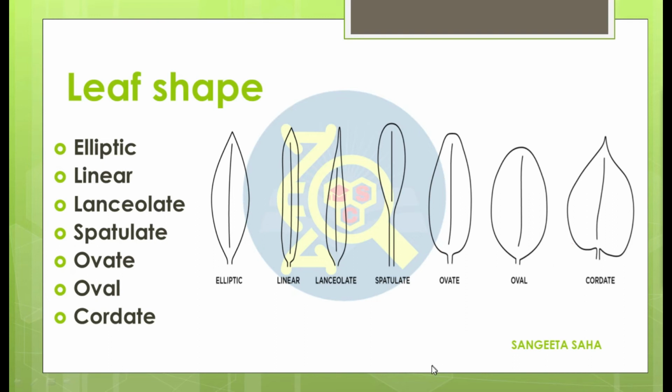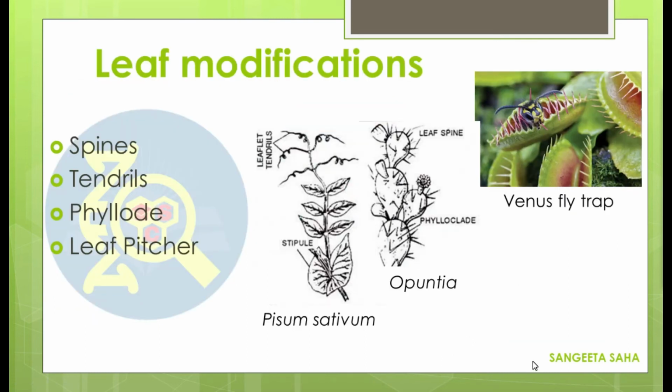Now coming to the modifications of leaf. There are different types of leaf modifications. The first one which you get to see is the spines. In spines, the leaves are modified into a pointed structure, as you can see in Opuntia, commonly known as cactus. Why is it modified? In order to protect themselves from herbivores and also to reduce transpiration.